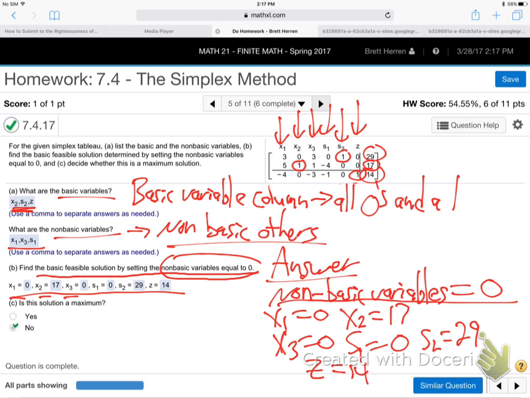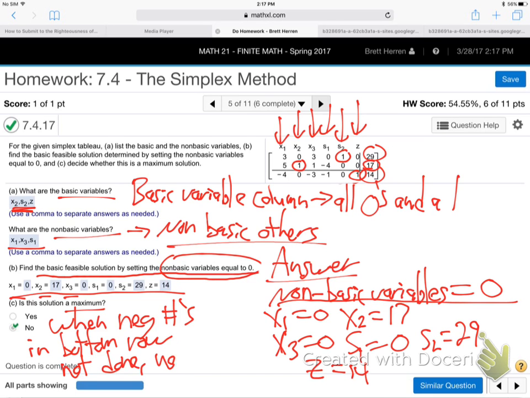Is this solution a maximum? How do we know this is best? Yes. Oh, did I say no? Oh, yeah, it's no. Never mind. How do you know? When there are negative numbers in the bottom row, you're not done. You're not at a max. See the negative 4 there, the negative 3 there, the negative 1 there? You see those? That means you're not done.